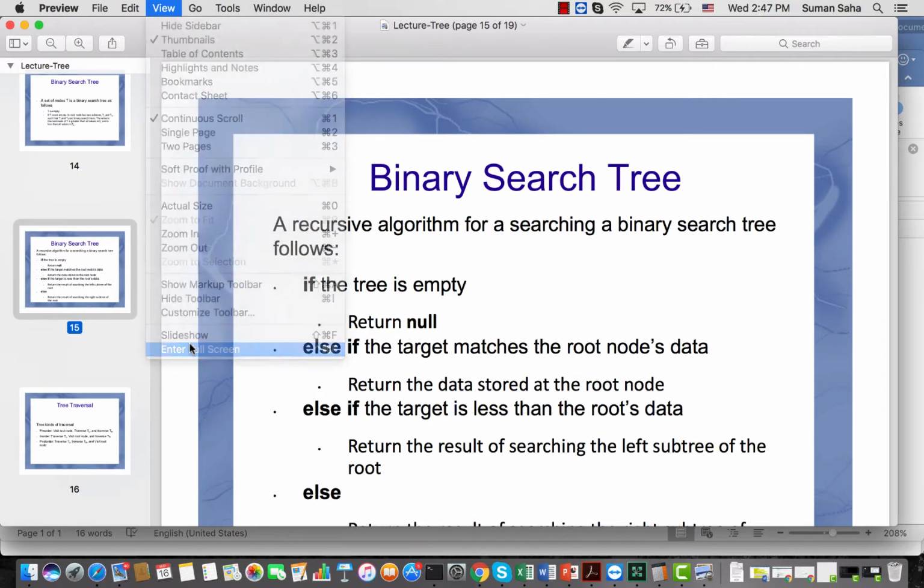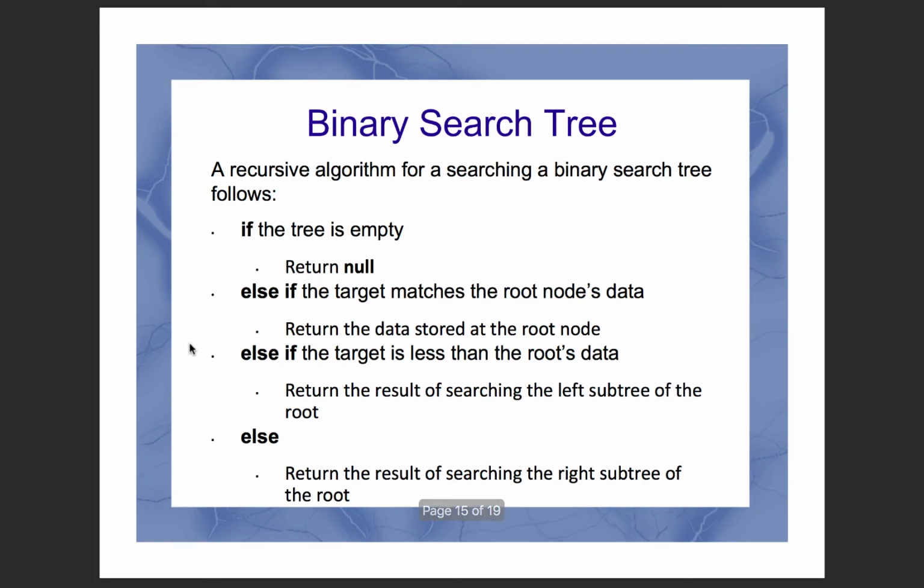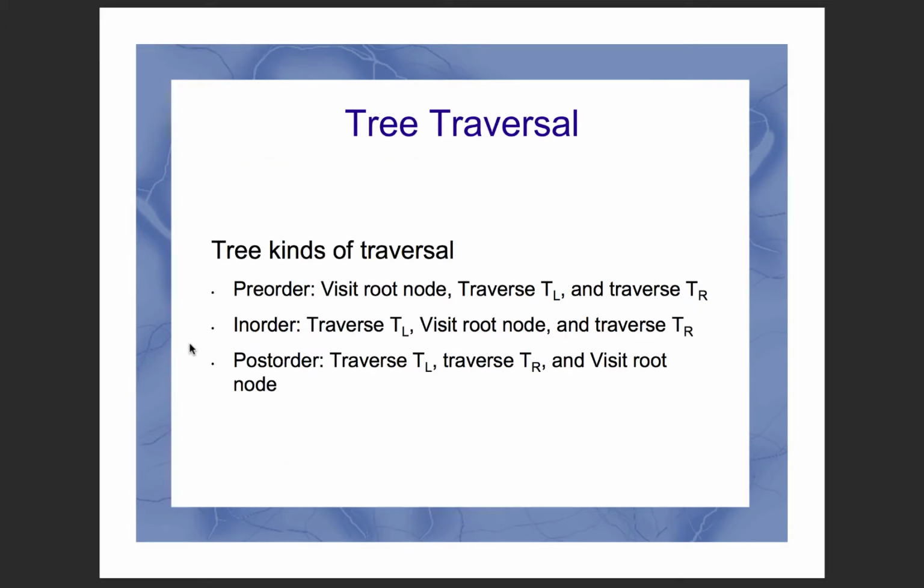So we have seen binary tree, and we have seen various categories of binary tree: full binary tree, complete binary tree, and perfect binary tree. Now we have seen binary search tree. Now the next one is tree traversal.